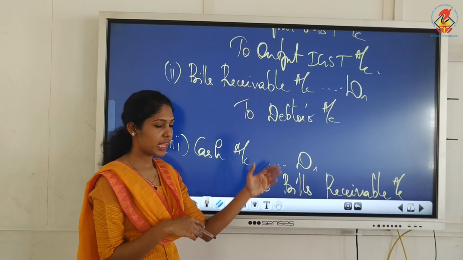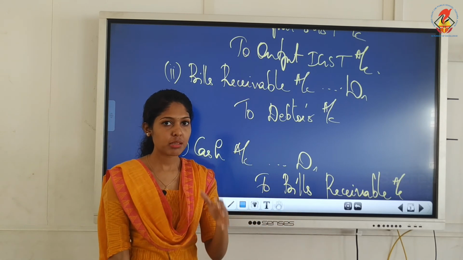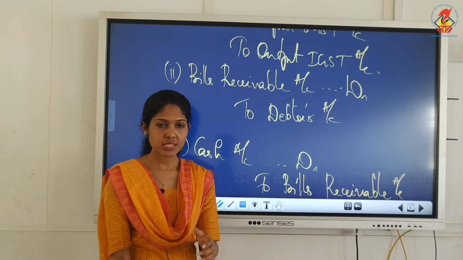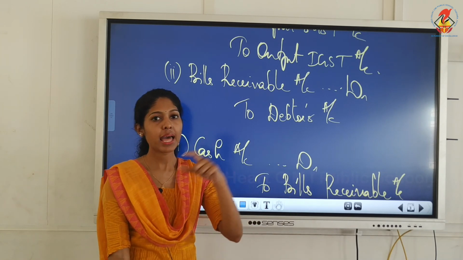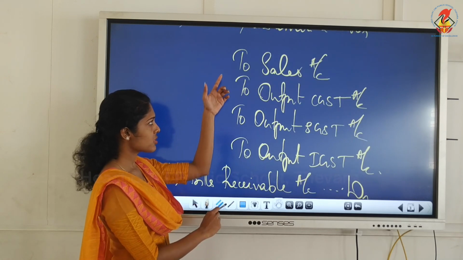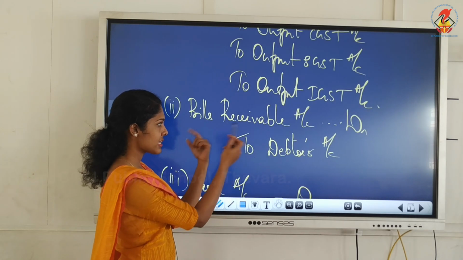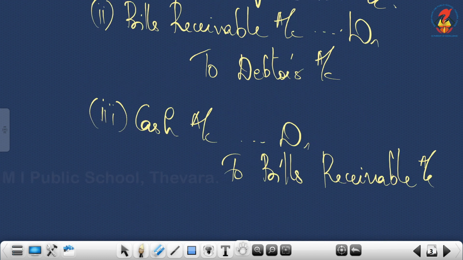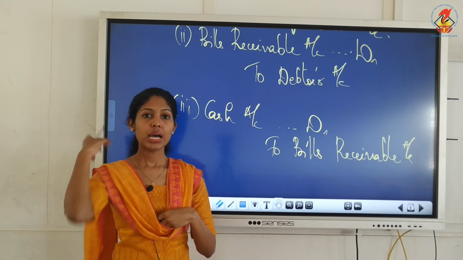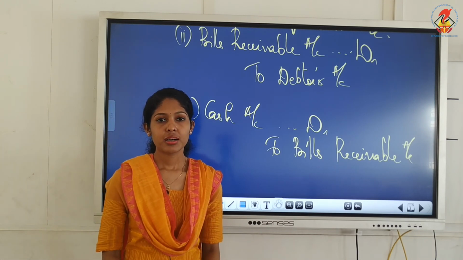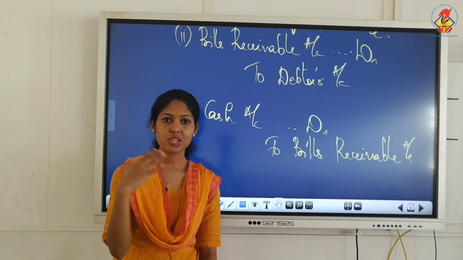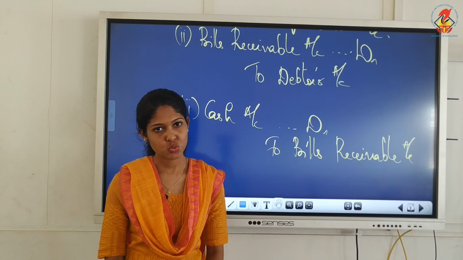These are the three journal entries which will be written in the books of drawer. Questions will be asked to write journal entries both in the books of drawer and in the books of drawee. So these three entries will come in the books of drawer. That means when he sells goods, then when he gets the bill receivable, and when he gets the amount. Understood? So this is what we have to learn under journal entries in the books of drawer. What you have to write in drawee's books we will discuss in the next video. Okay.